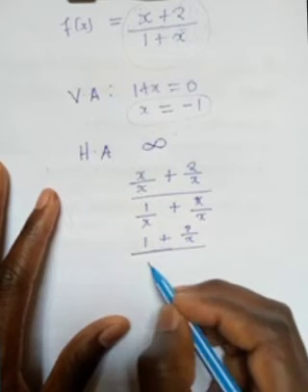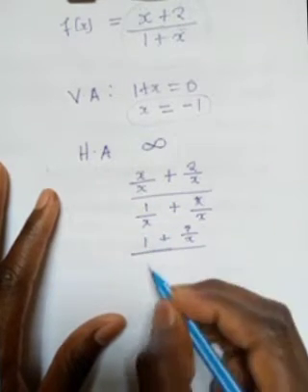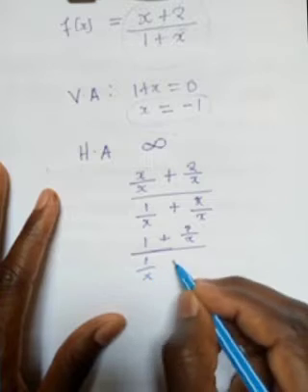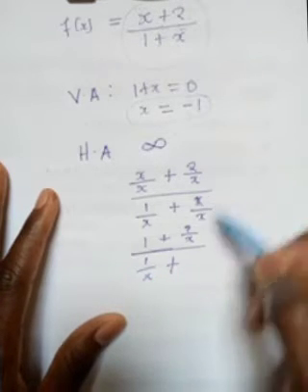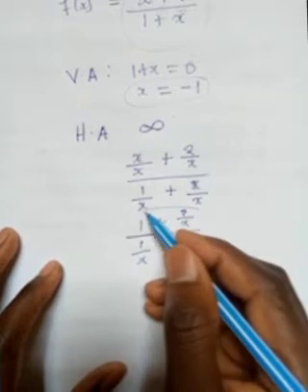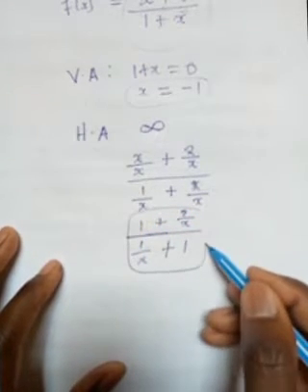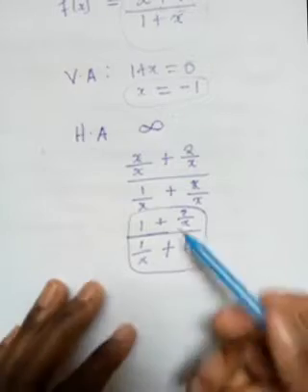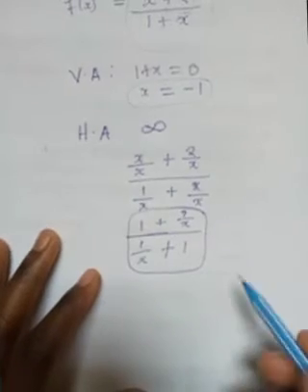Then you come to this one. On the denominator here, we are going to have 1 over x plus, here on this part, 1. So if you reach this given point now, after dividing throughout by the highest power, after doing this, what you are going to understand is this now.